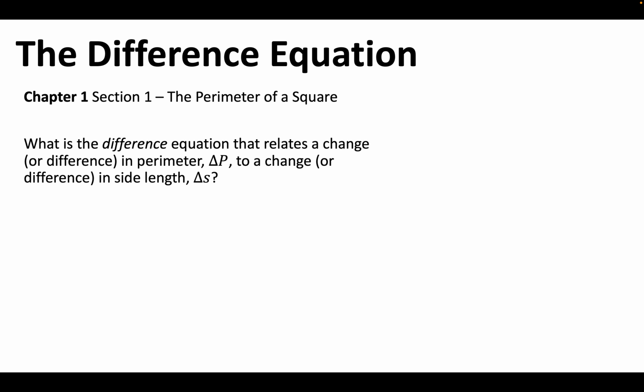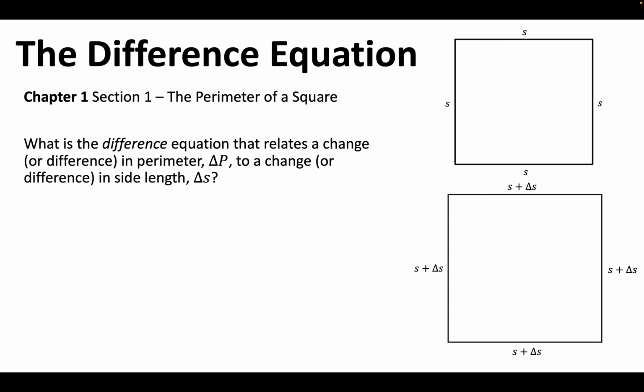What is the difference equation? The difference equation relates differences or changes. If you have two different squares, you can talk about it as a difference. If you have one square that's growing, you can talk about a change in the length of the square. So think about it. Here's a square, perimeter is 4s, side length is s. Here's a different square. The side length is s plus delta s. It has a different perimeter. What is the difference in the perimeter of those two squares? Think about it. If you have to, pause the video.